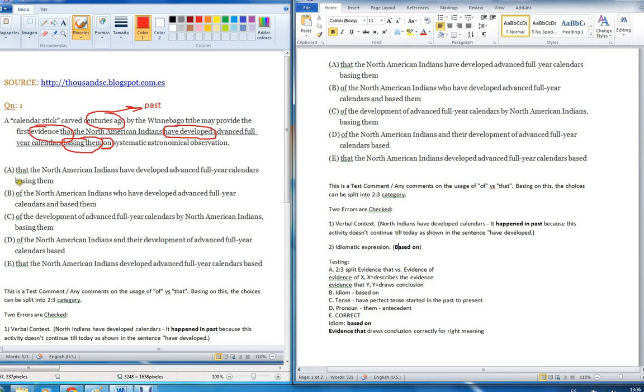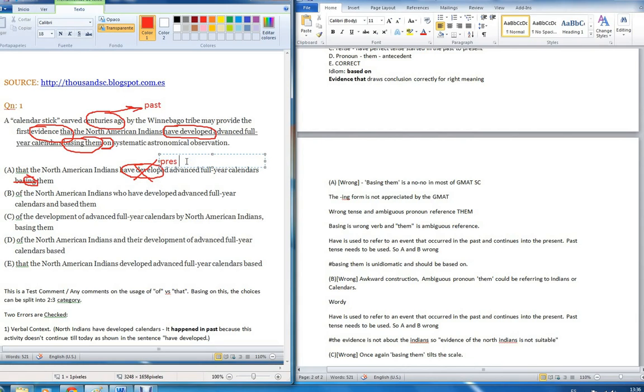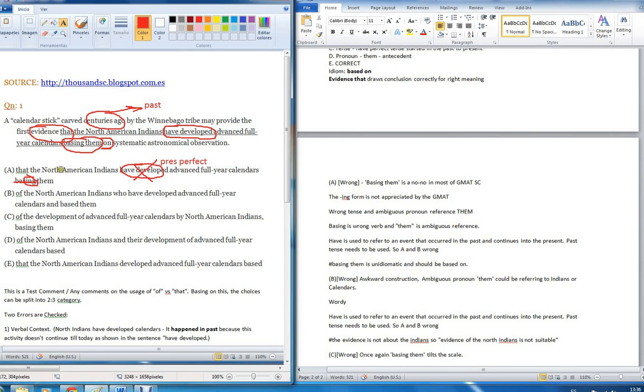So A is not correct because basing, the ing form, is normally not used on the GMAT. Okay, so the ing form is not appreciated on the GMAT. Also because have developed is not in the past, it's in present perfect, so it's not correct. Them also, we see here, them is a pronoun that has two references, Indians and calendars, so that is why this is not a good reference. It's an ambiguous reference.